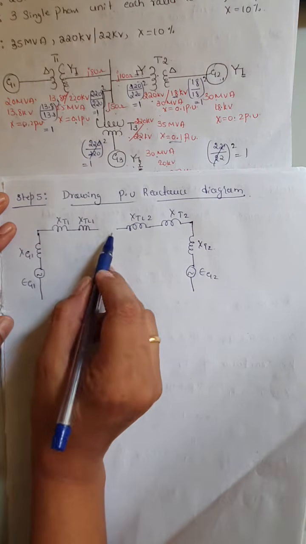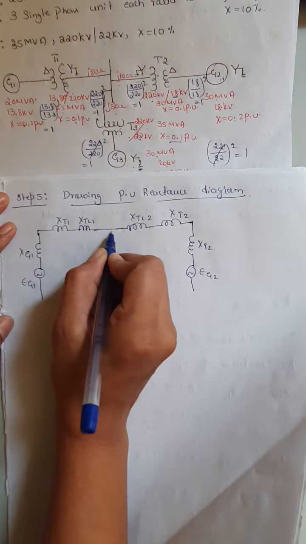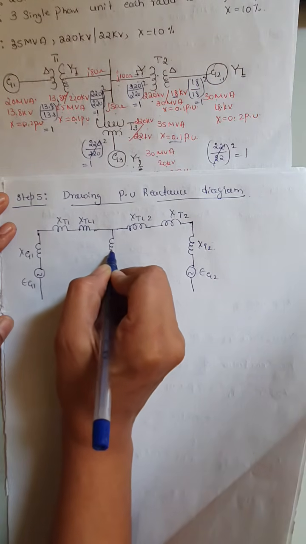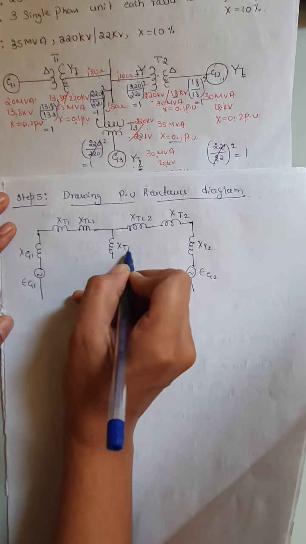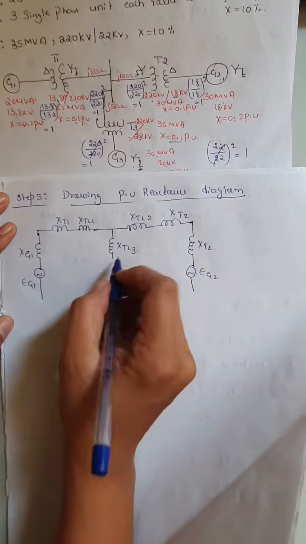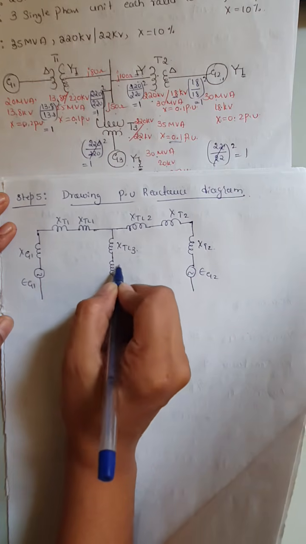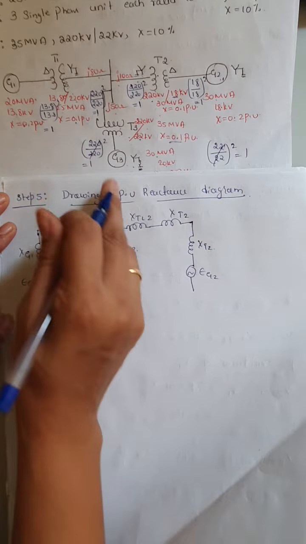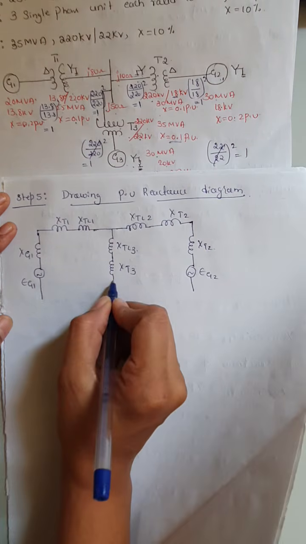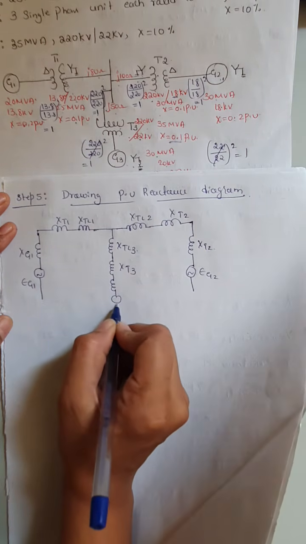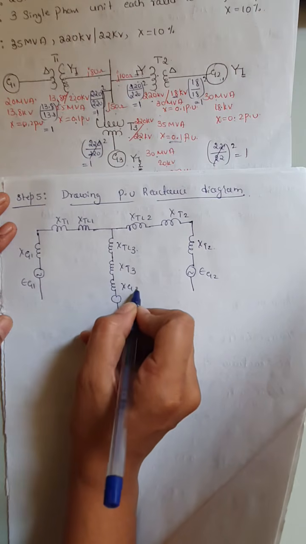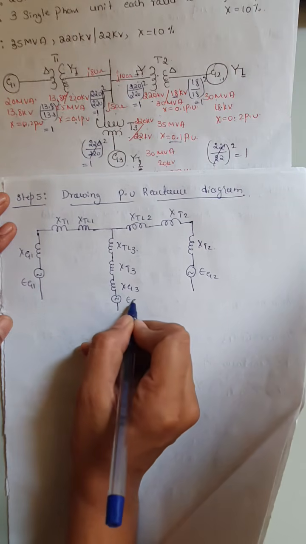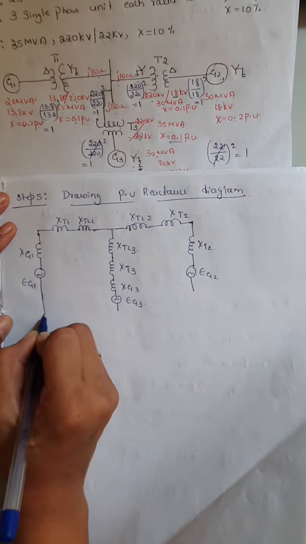So that will show in between. First comes the transmission line TL3. Next we have transformer T3, which has one reactance. After that we have a generator, which has a reactance and a source voltage. So this is XG3 and this is the source voltage EG3.